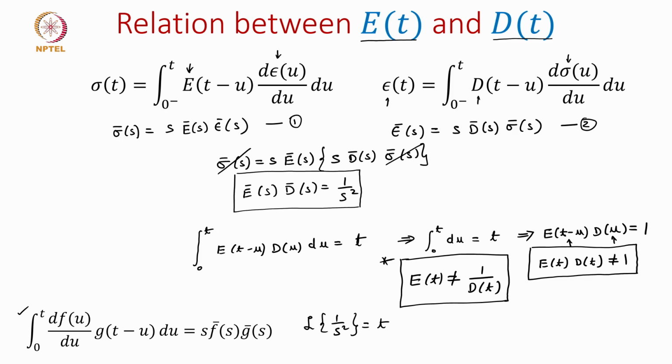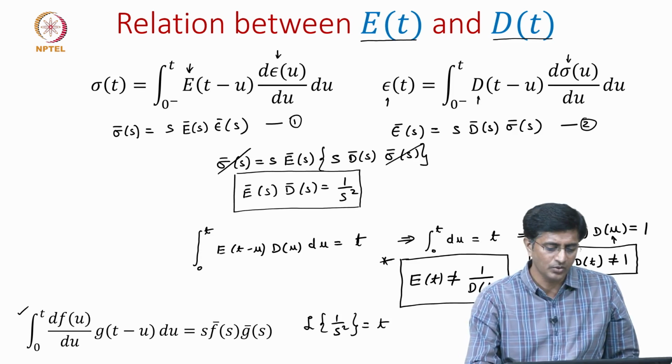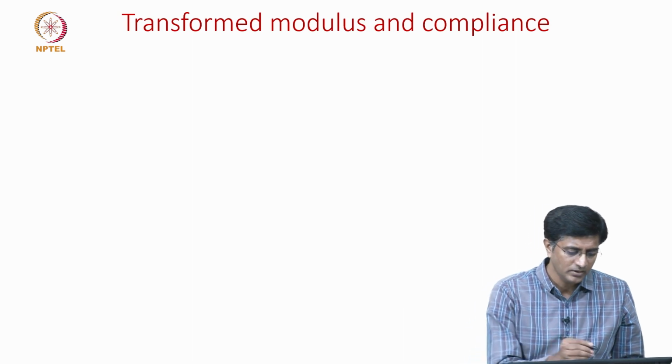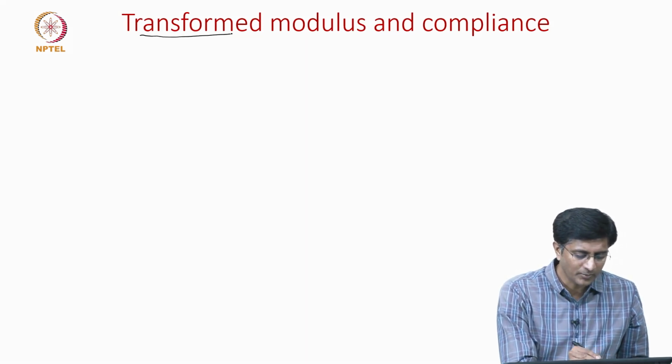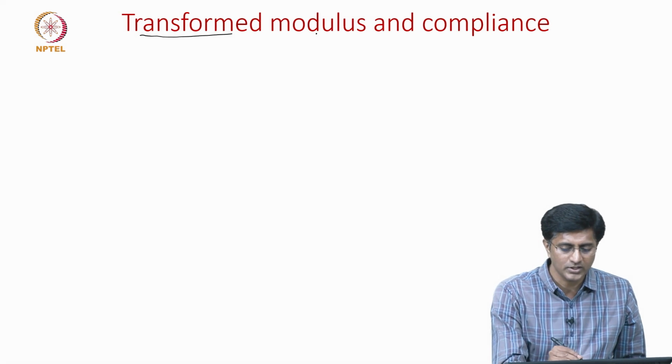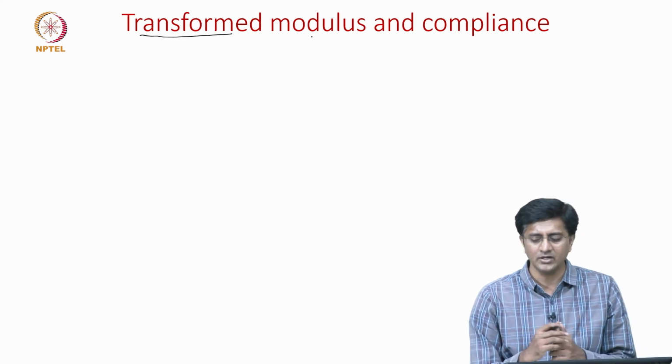So, in the next slide we will take it further and see, okay, we cannot get the relation with a reciprocal, but is there any other way to find a relation between E of t and D of t? For that we have to look into the transform domain, which means we will be looking into the Laplace transform domain for the modulus and compliance and see if there is a relation.